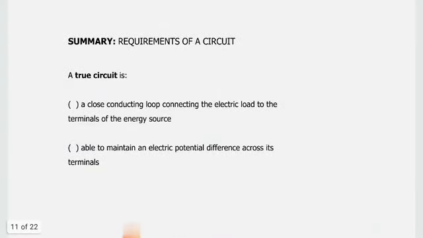To summarize that, a true circuit is a closed conducting loop connecting the electric load, in our example the light bulb, to the terminals of the energy source. And then, it's not only a closed conducting loop, but there should be an element or an energy source that maintains the potential difference across its terminals or across the ends of the circuit. Okay? That's it for the first part.